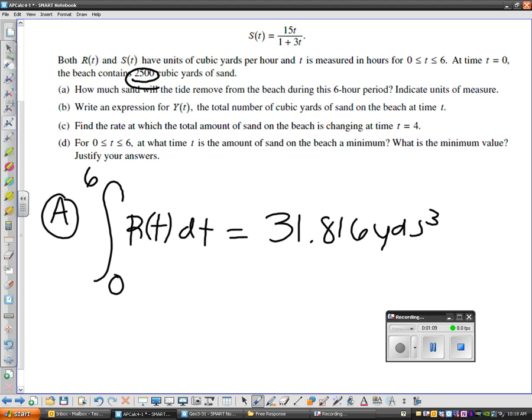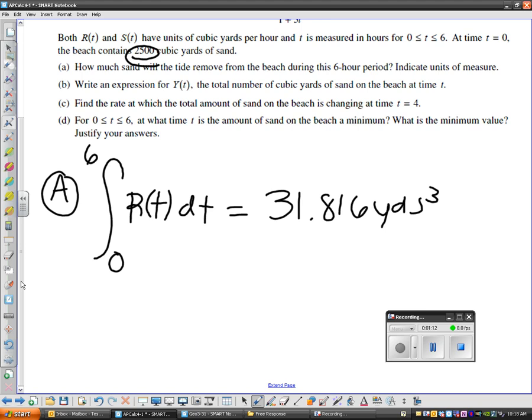And you know that it's yards cubed because your original function, R of t, is in cubic yards per hour. And so when you solve the integral, when you plug your 0 and your 6 back into your equation, you start with yards cubed per hour, and your hours will cancel. So you're left with yards cubed.